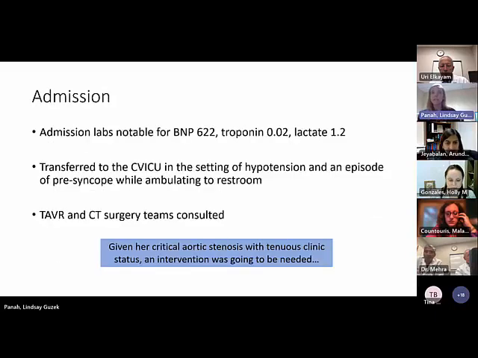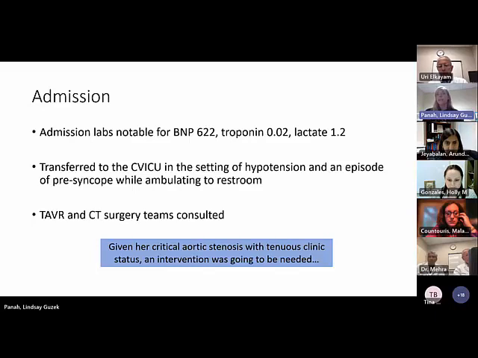So she was admitted directly from clinic to the step down. Her admission labs were notable for a BNP of 622, a troponin of 0.02, and a lactate of 1.2. She was very quickly transferred to the CCU after admission because of an episode of hypotension and pre-syncope while ambulating to the restroom. And kind of simultaneously while this was happening, the TAVR teams and the CT surgery teams were consulted, and MFM and neonatology were also engaged at this point.